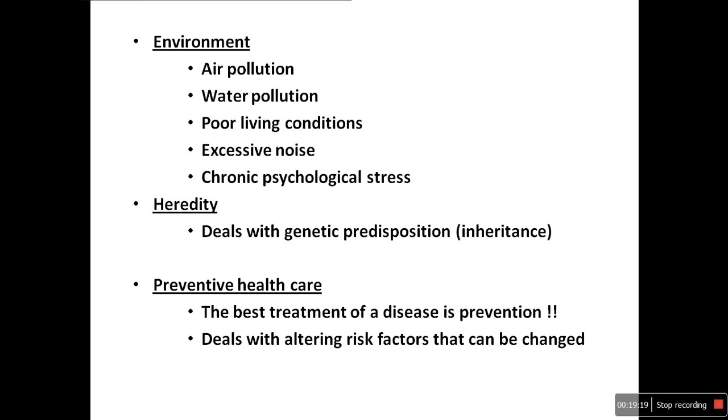الهيريديتي. ما معنى هيريديتي؟ هي الوراثة. الوراثة عامل من عوامل الخطر. كيف؟ Deals with genetic predisposition, inheritance. طبعا في بعض الأمراض تكون جينية أو related to heredity, inheritance، زي الداون سيندروم، زي الأنيميا، فهذه كلها heredity.